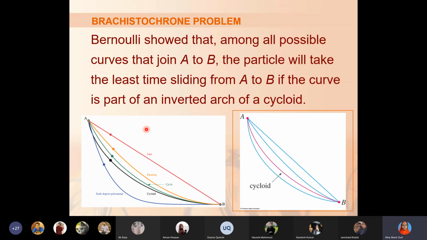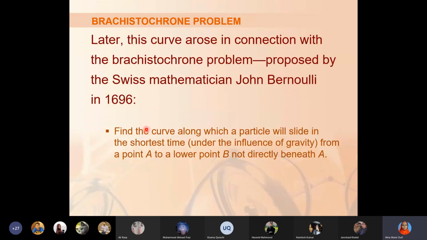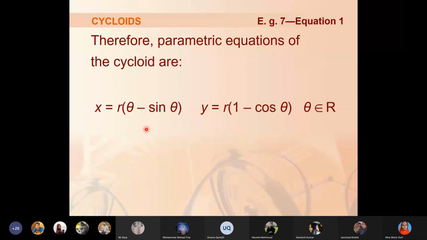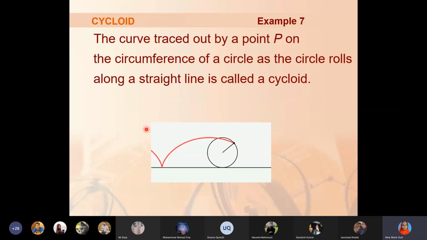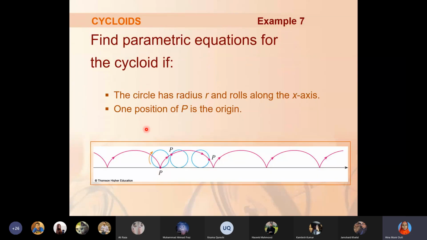Along a cycloid. Ma'am, please repeat what a cycloid is once again. We fix a point on the rim of a circle, and as the circle rolls along a straight line, the curve traced out by the point P is called a cycloid. This is the cycloid. Point P is fixed, right?